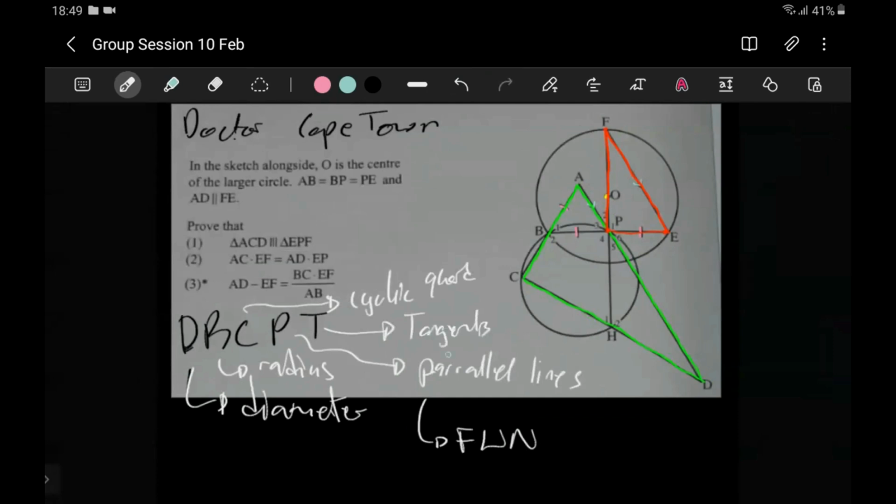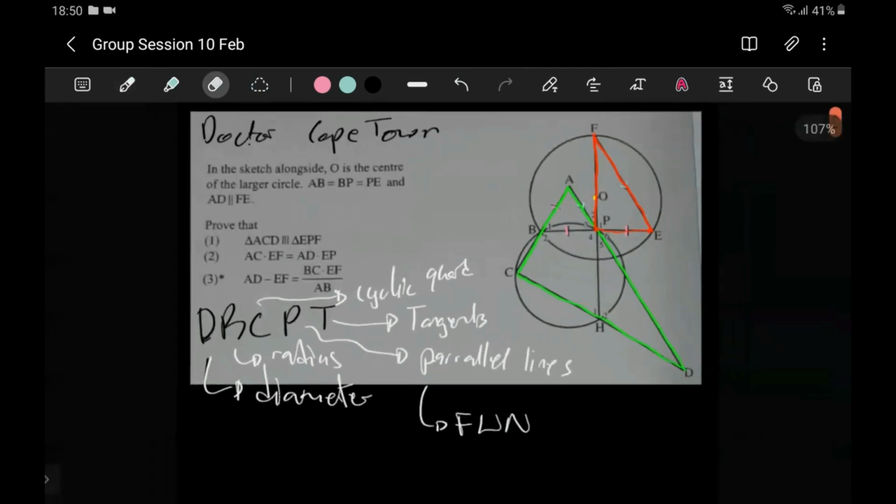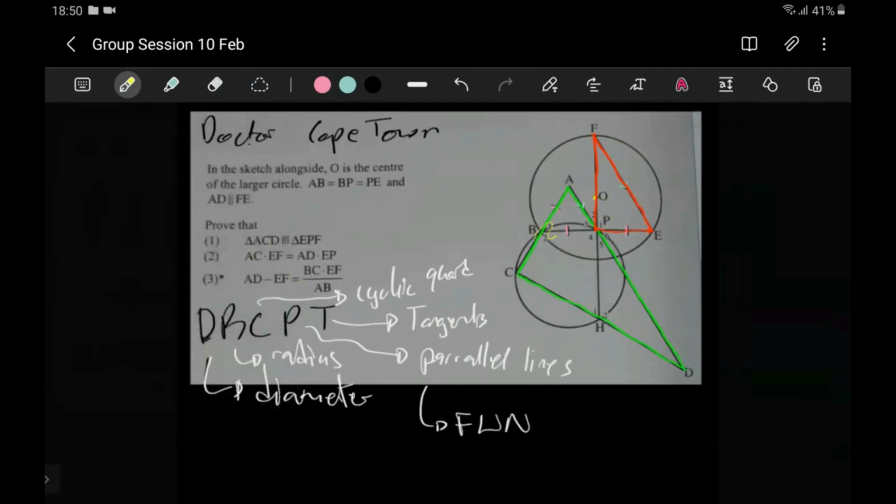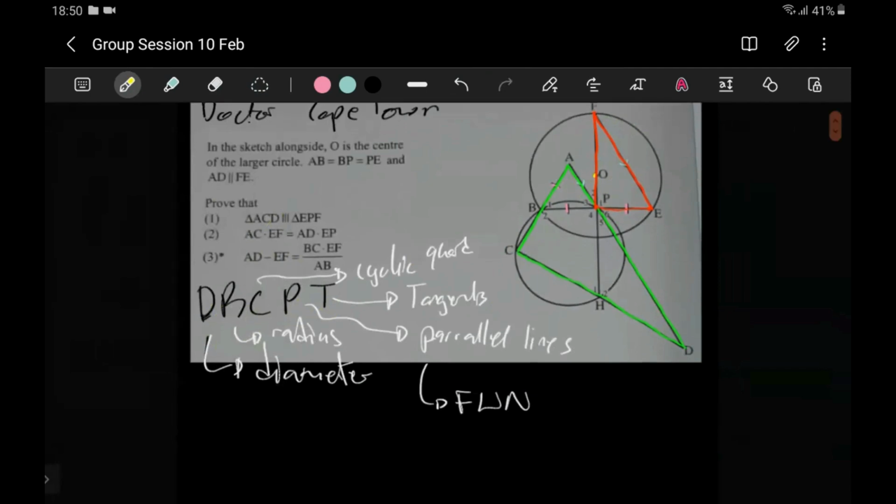Here we don't have any tangents, so we can almost forget about the T. Having said all that, it's almost a way of reminding you that when you're going to work on Euclidean geometry, this should be at the top of your head before you start. And it's going to come automatically over time.